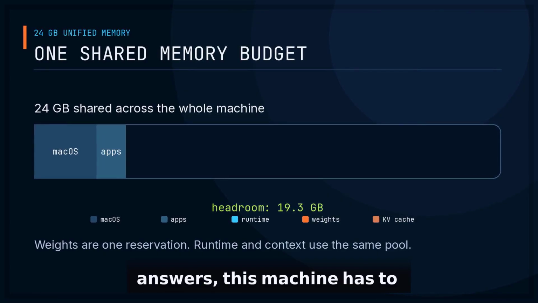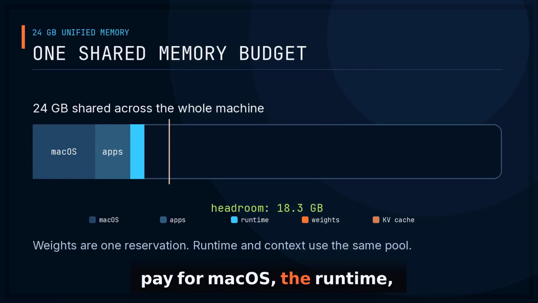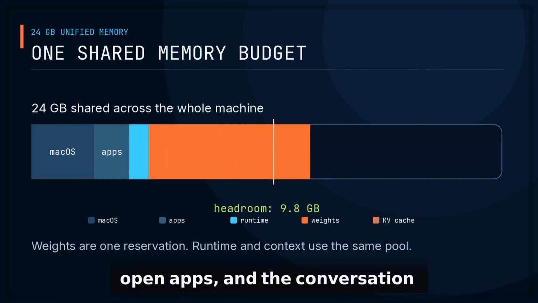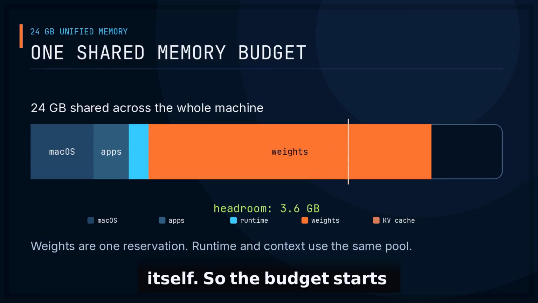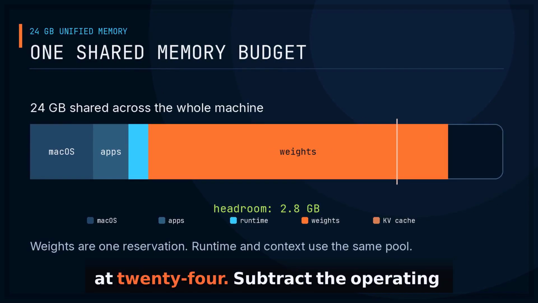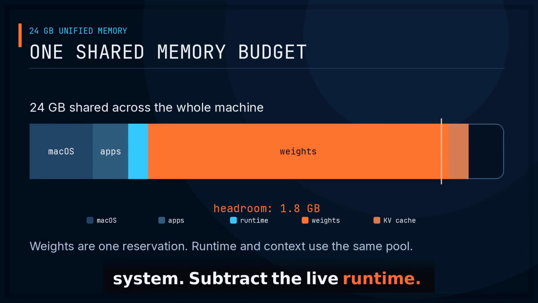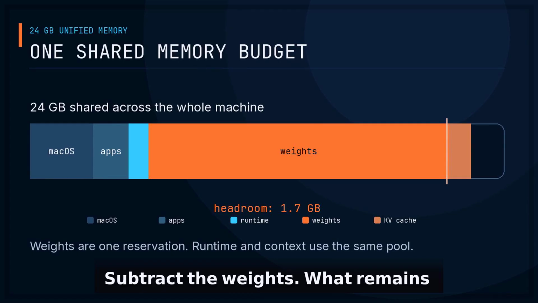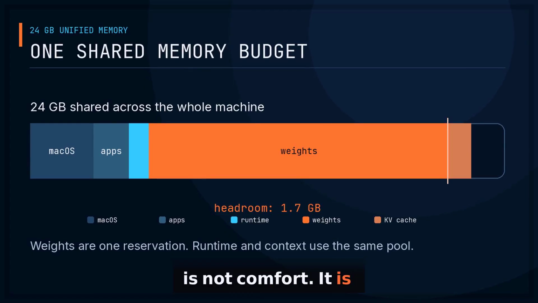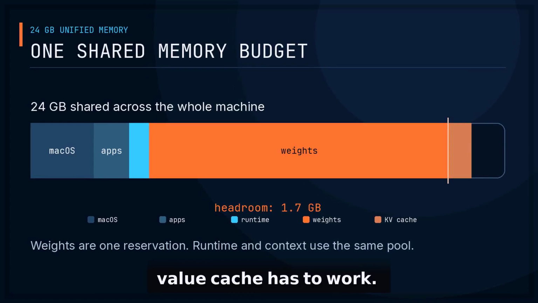Before anything answers, this machine has to pay for macOS, the runtime, open apps, and the conversation itself. So, the budget starts at 24, subtract the operating system, subtract the live runtime, subtract the weights. What remains is not comfort. It is the space where the key value cache has to work.